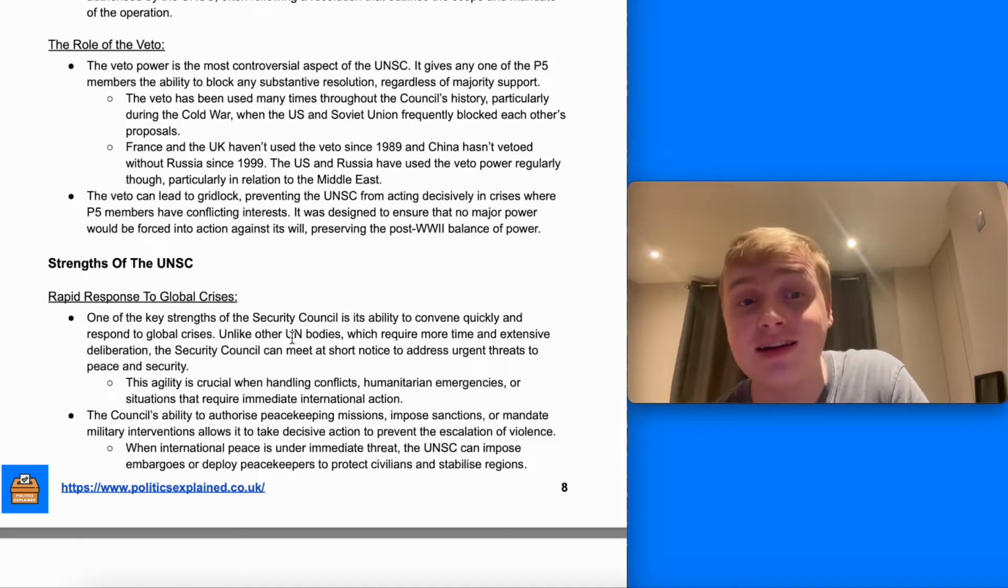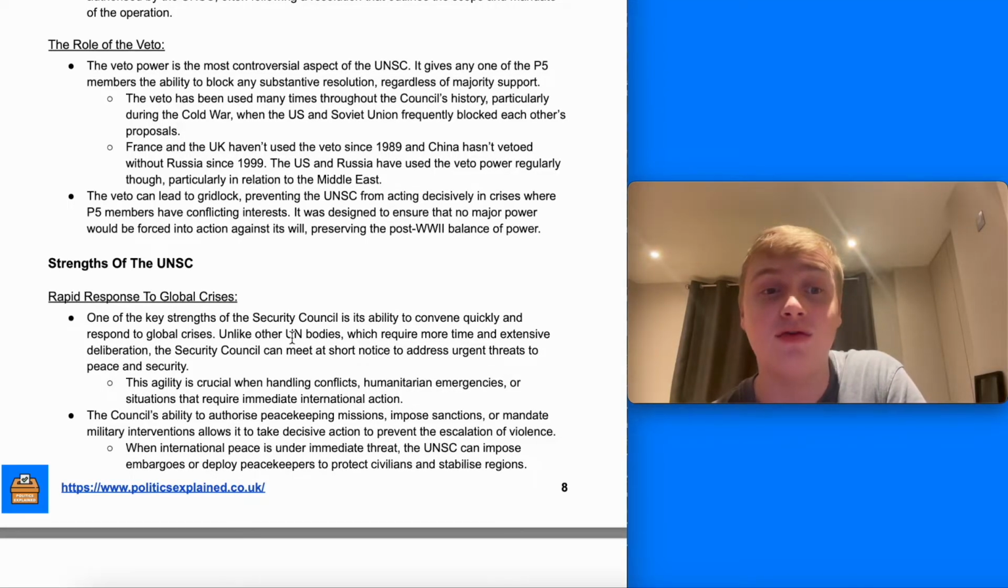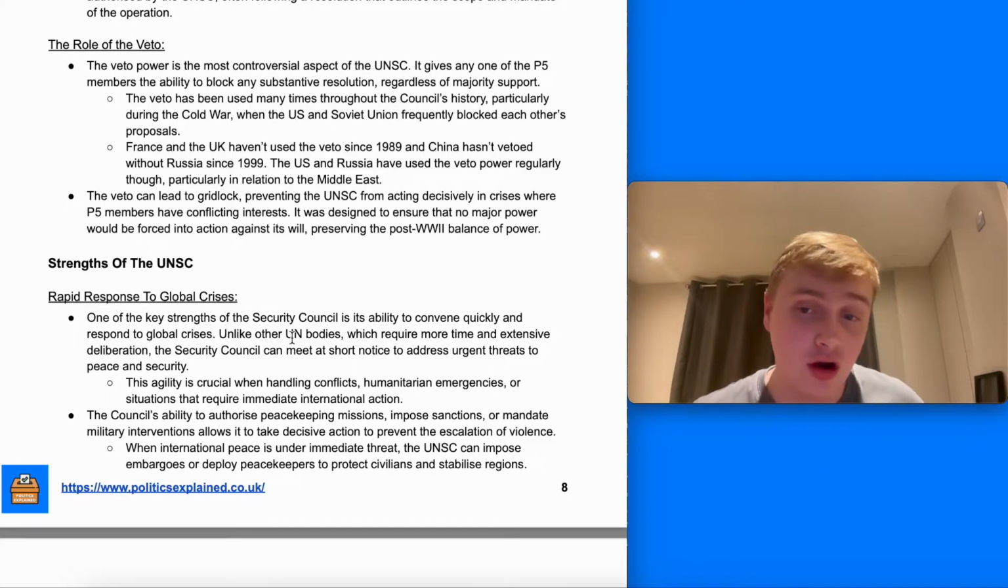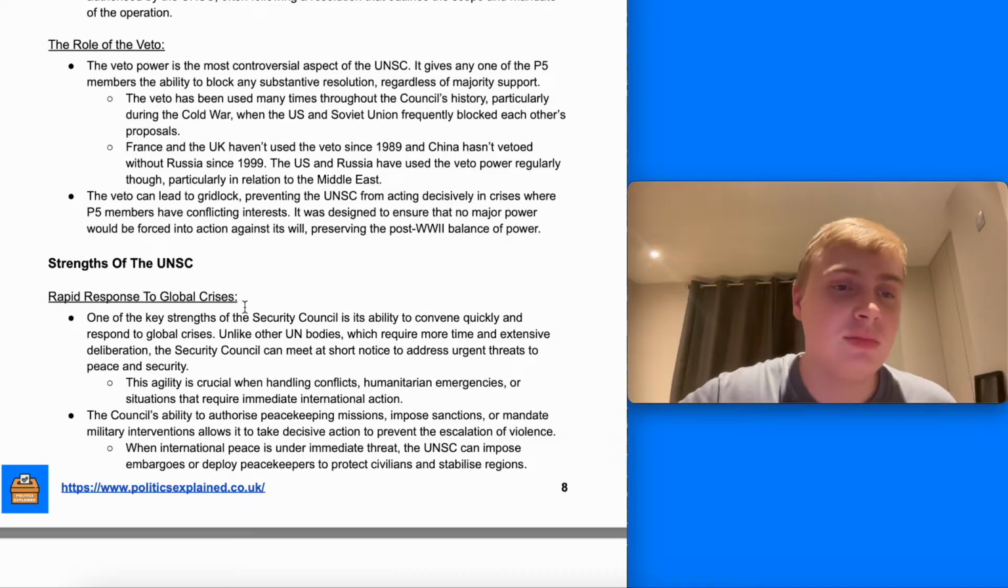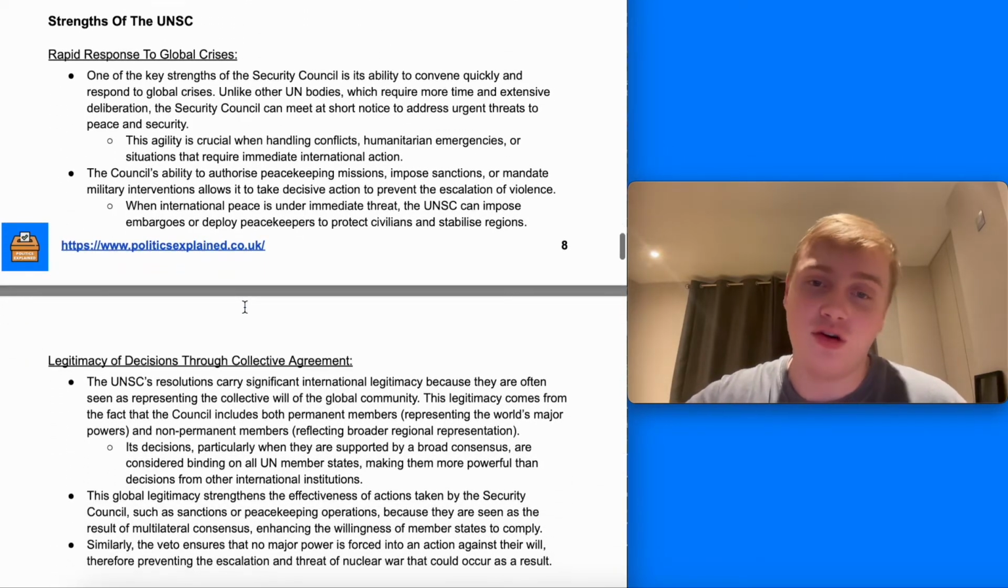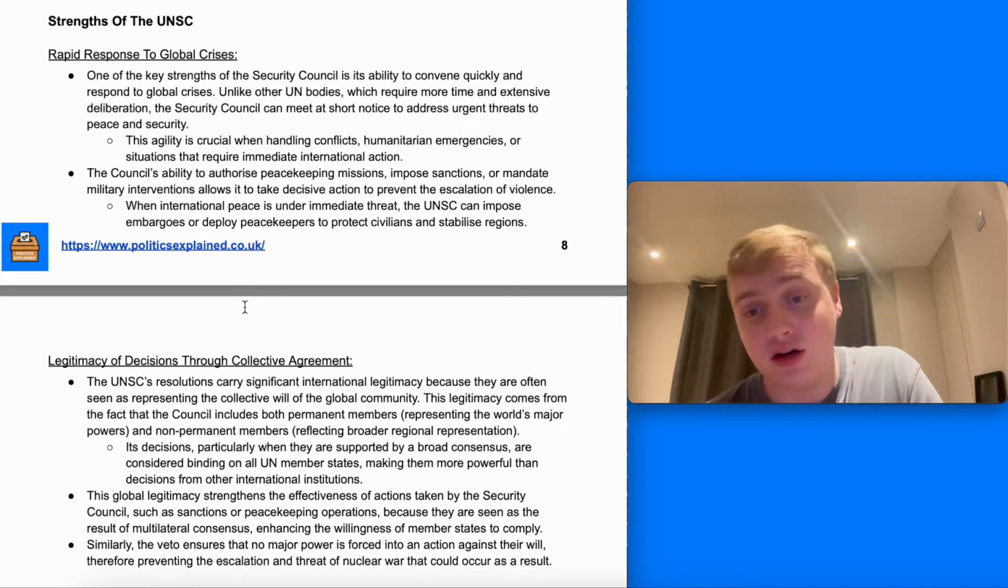The veto can crucially lead to gridlock, preventing the UNSC from acting decisively in crises where P5 members have conflicting interests. It was designed to ensure that no major power would be forced into action against its will, preserving the post-World War II balance of power. So you could argue it has its benefits as well. In terms of the strengths of the UN Security Council then, firstly, it can rapidly respond to global crises.